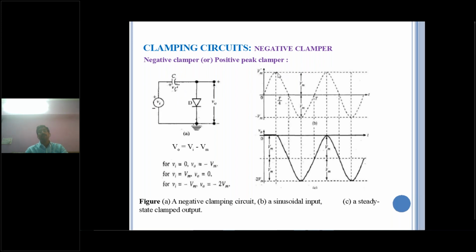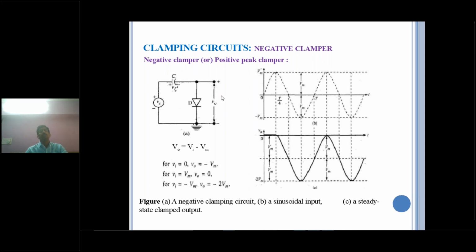Now, whenever the input values decrease, from the second quarter cycle to the fourth quarter cycle, the input waveform amplitude decreases and increases. Within this, the output voltage across the diode equals the input voltage minus the drop across the capacitor.